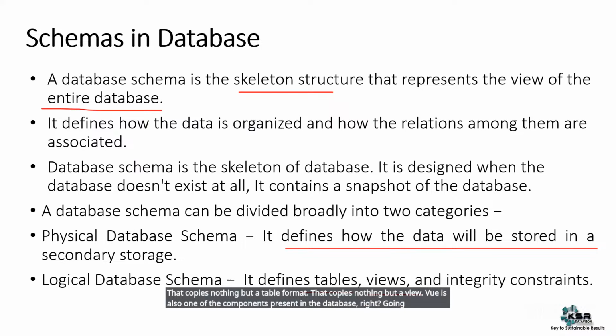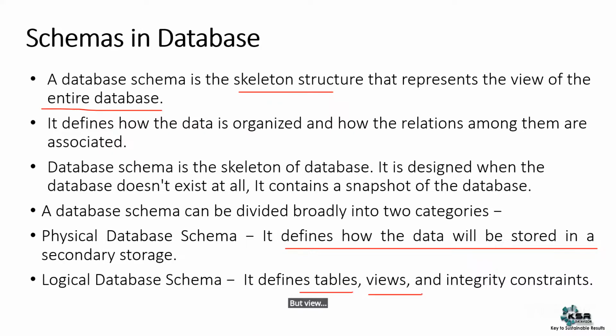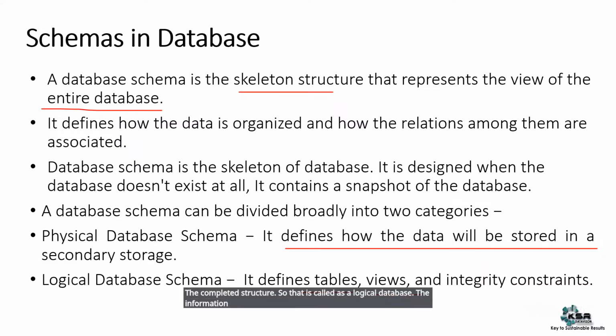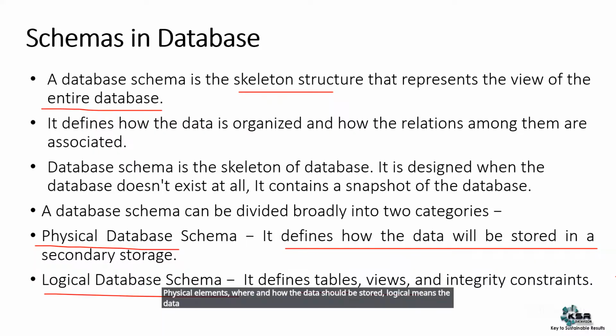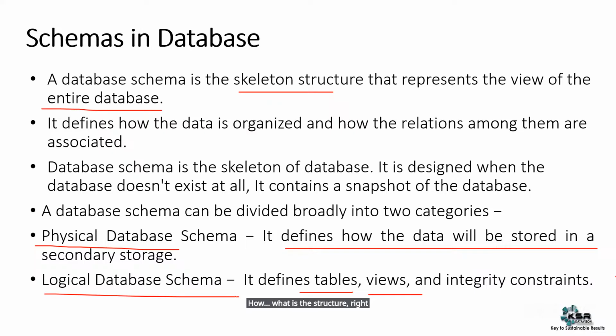Going further, we'll go back and understand what views and tables are. But views, tables, integrities, these are all the completed structure. So that is called a logical database. The information is already stored. You need to check whether it is correctly stored or not. That is your logical database. Right? So there are two types of database schemas: one is the physical database schema and one is the logical database schema. Physical means where and how the data should be stored. Logical means the data is already stored, but what is the structure, right? How do you present that? That is your logical database.